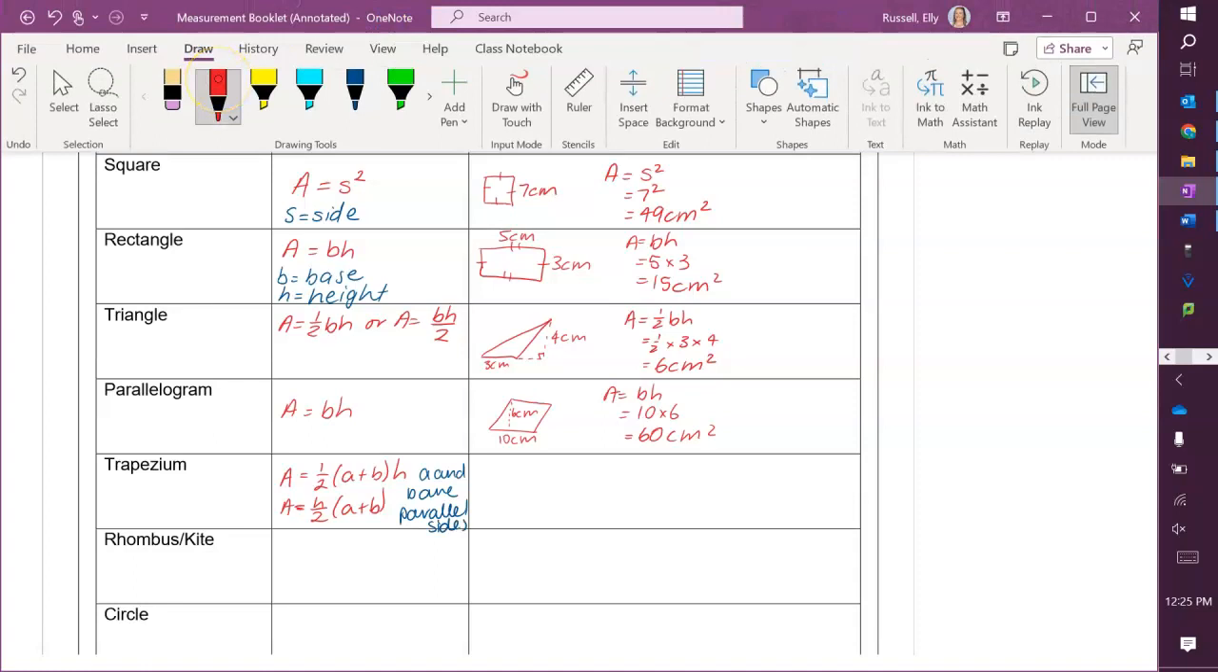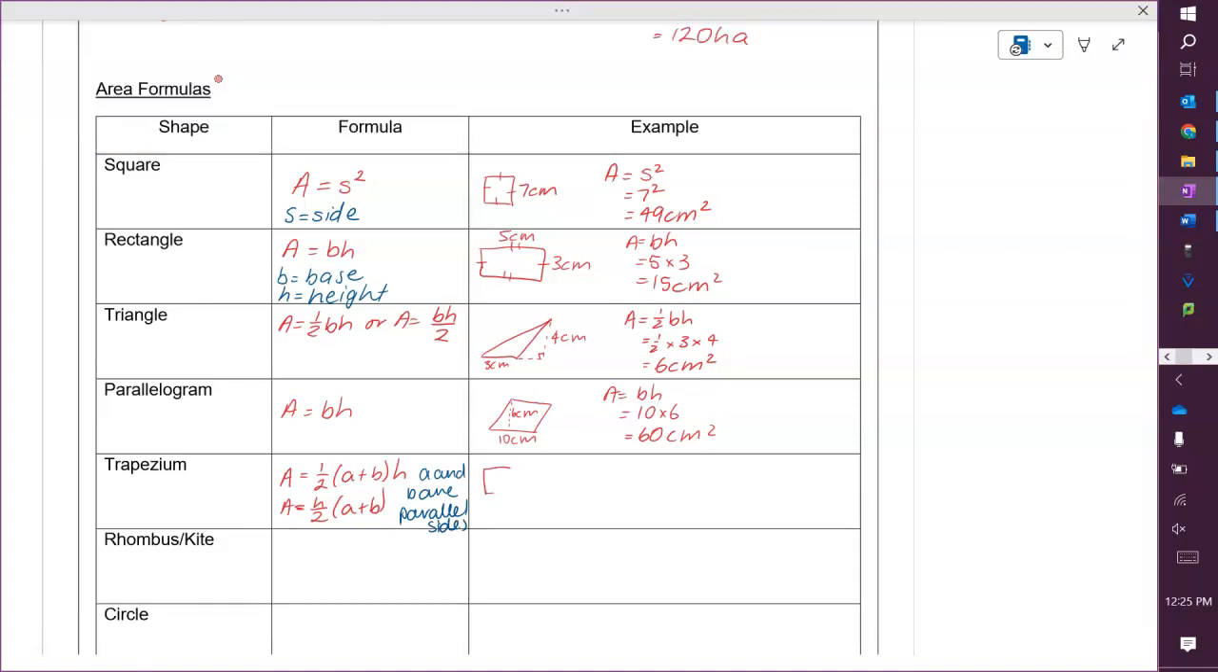So if we draw our trapezium, it could be drawn like this. So if that's 7 metres, that's 5 metres, and that's 10 metres. Or it could be drawn like this. Same thing, that's 5 metres, 7 metres, 10 metres. So you could see a trapezium in either format there.